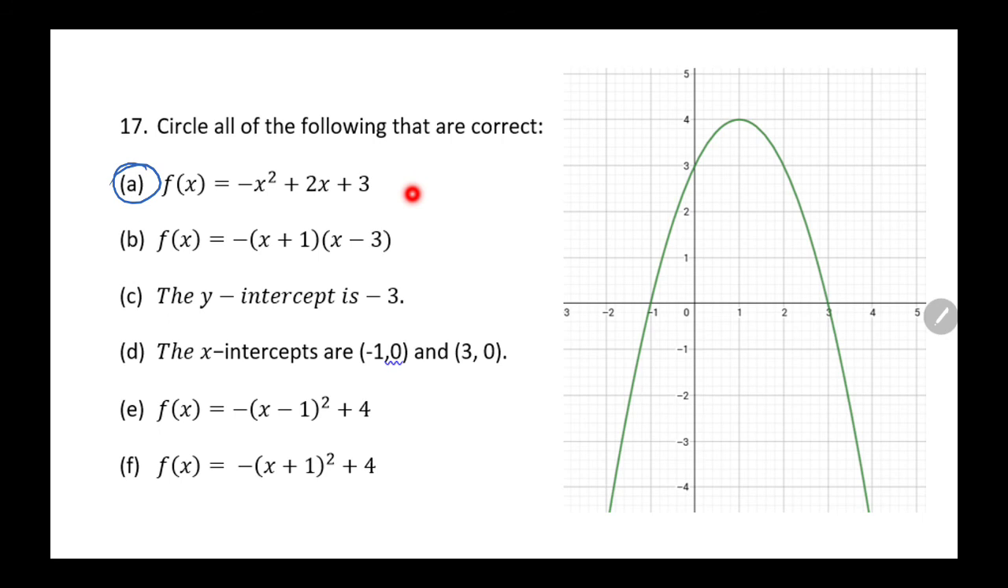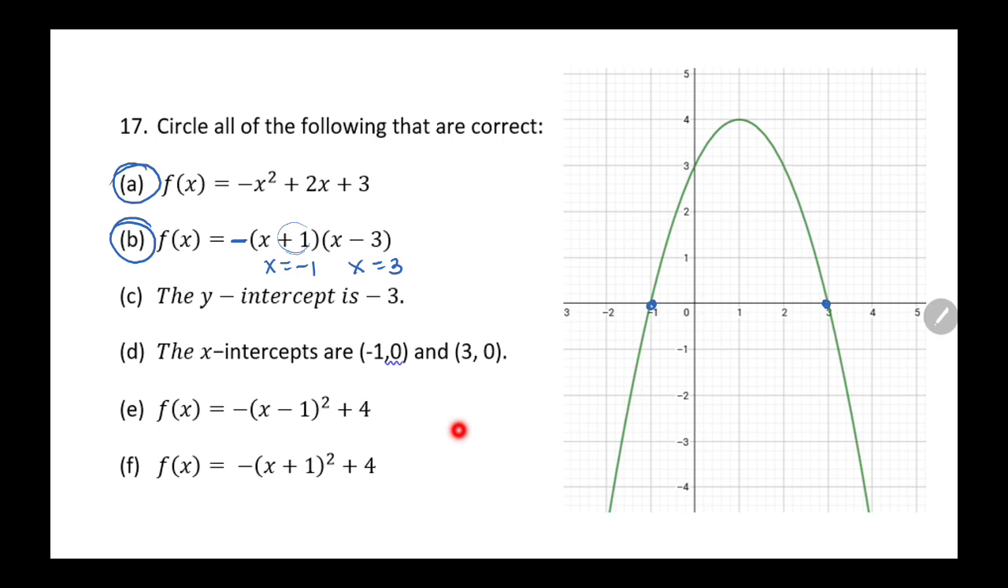Now we have intercept form. So with intercept form, we're checking if our x-intercepts line up. So the negative out in front is a good sign. It means I'm facing down, which I am. And in this case, my x-intercepts are going to be at x equals, we'll just flip this number, negative 1, and at x equals positive 3. So negative 1 and positive 3. Looks like this one is also good.